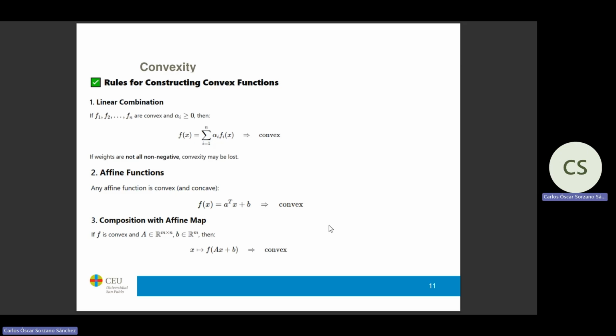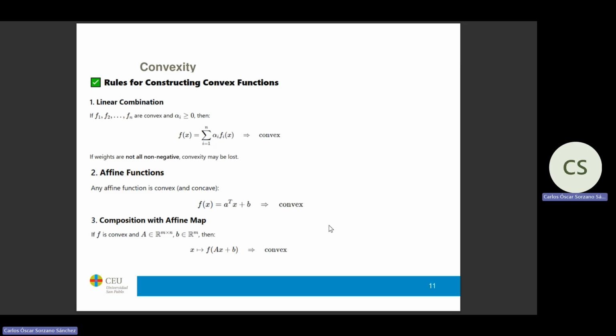Then more properties of convexity. So let's say that you have a number of convex functions, and you make a linear combination of them with all the weights larger than or equal to 0. So the linear combination is also convex. And if some of them are negative, then the convexity is lost. Then the affine function. The affine function is a generalization of this one. So x is a convex function. So the identity is a convex function.